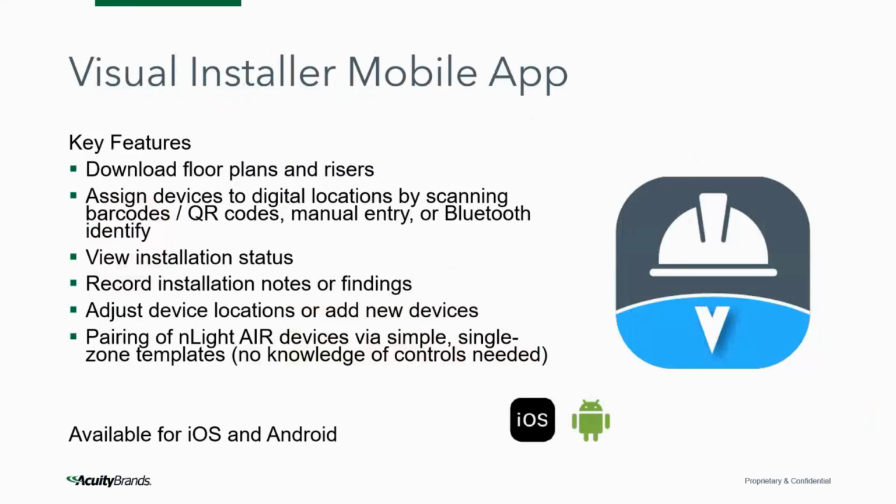So in a nutshell, Visual Installer is a mobile application available for both iOS and Android users today. A few of the key features are mentioned here, which I won't go through, but the mobile app lets users download the floor plans, risers, and other details straight to their phone and/or tablet, if tablet's something that customers work off of. Electrical contractors then have a way to view your design information direct from that phone.